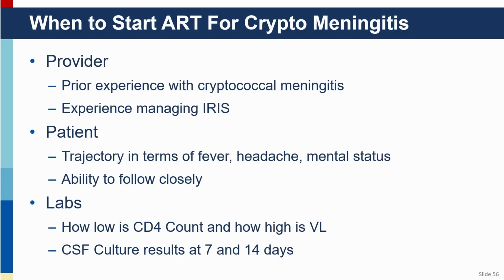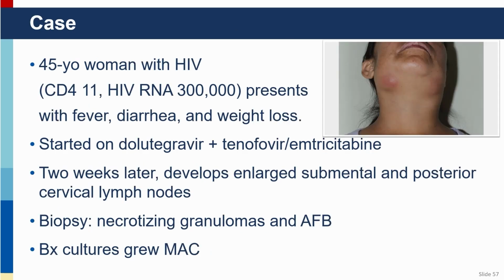So we've gone over these issues of when to start antiretrovirals, so let's go to another case of IRIS. Here's a 45-year-old woman with HIV who again has a low CD4 and a high viral load, has fever, diarrhea, and weight loss. She started on a conventional regimen. Then she develops large submental and posterior cervical lymph nodes. The biopsy shows necrotizing granulomas and acid-fast organisms, which are not TB, but which are Mycobacterium avium.